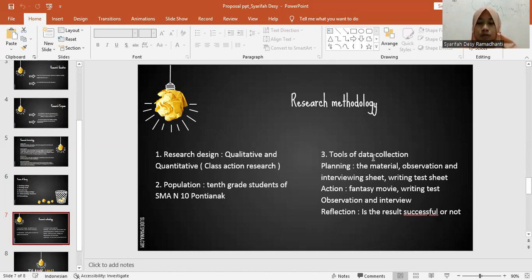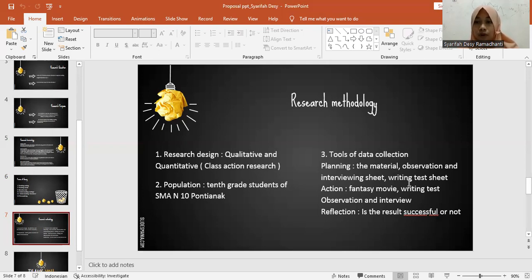And then the tools of data collection. There's planning, action, observation, and reflection. For the planning, I will plan the material and plan the observation and interviewing sheet and the writing test sheet. And for the action, I will show the students a fantasy movie, and then I will explain the fantasy movie and how it relates to the narrative text.